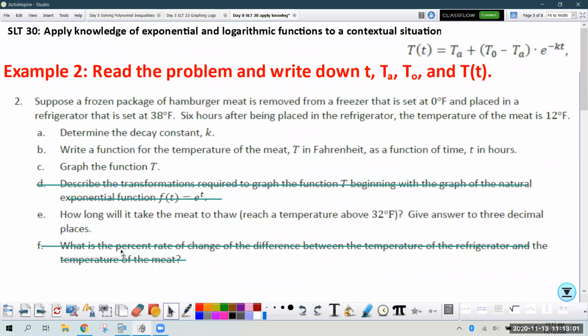All right, so here's number 2. I've crossed some of these out. We're going to pause the video here for you to write down the setup of the problem, and then we'll go through parts A, B, C, and E together.